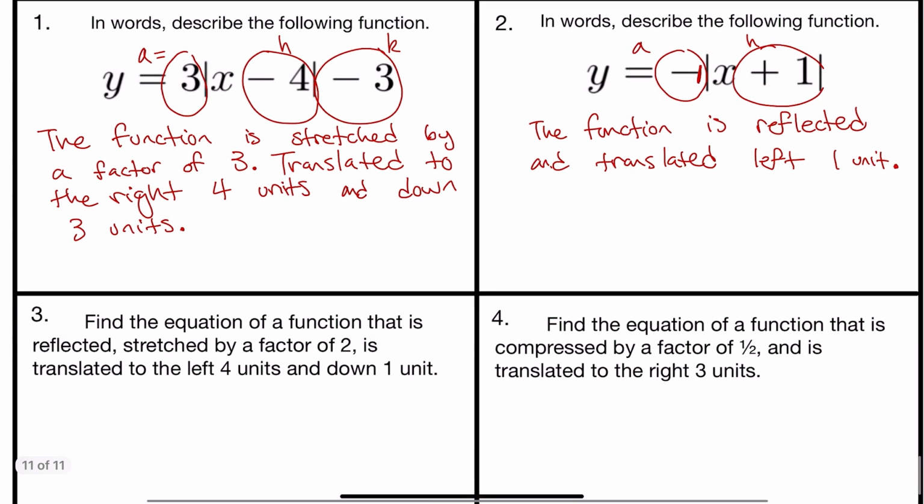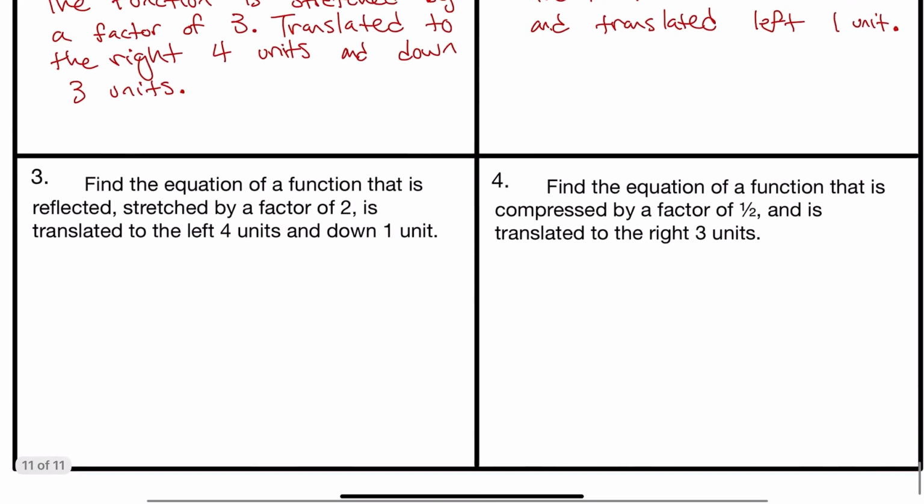Okay, so we could do that frontwards. We could write the words based on the equation. Now let's go the other way. Based on the words, can we write the equation? So let's take a look at number 3.